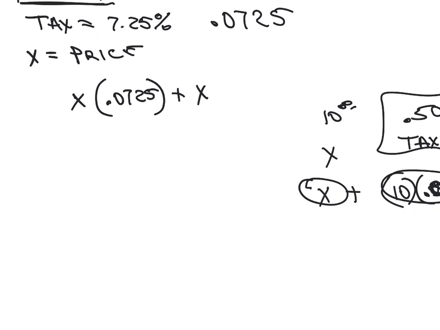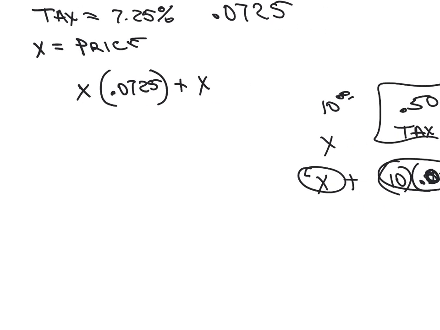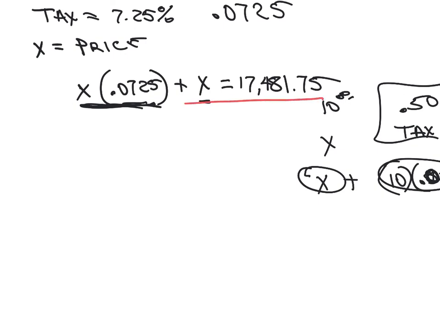We are taking the price of the car, X, and then taking the price of the car times the sales tax to give us how much money in tax we paid. And that will equal our $17,481.75. So here is my full equation. Now I'm finding x.